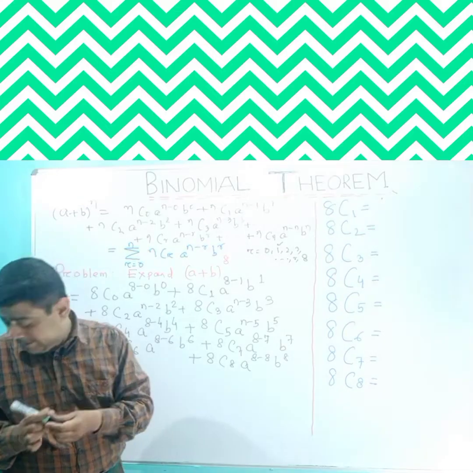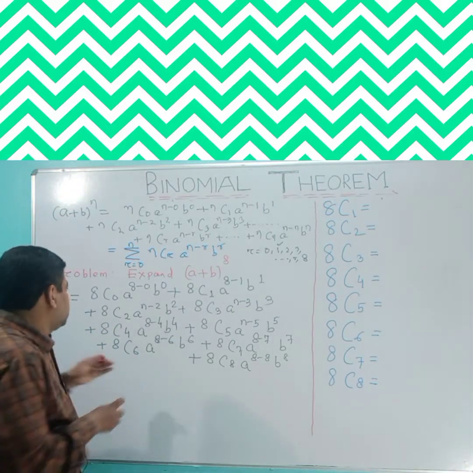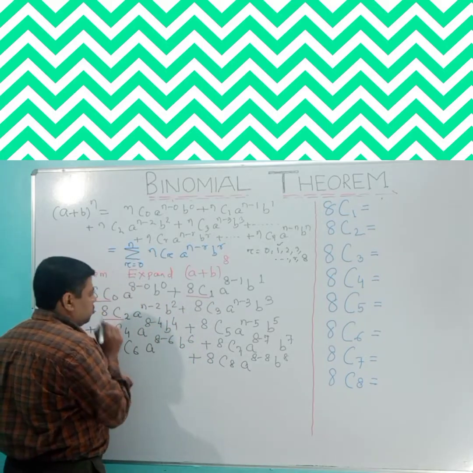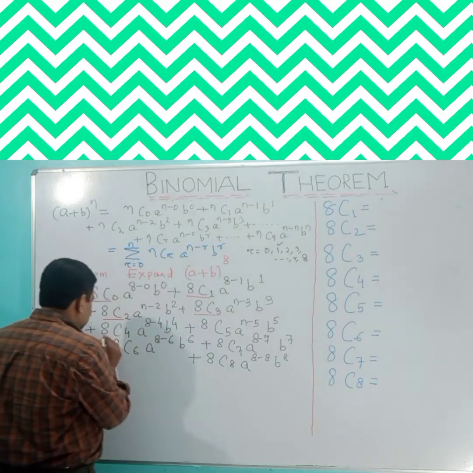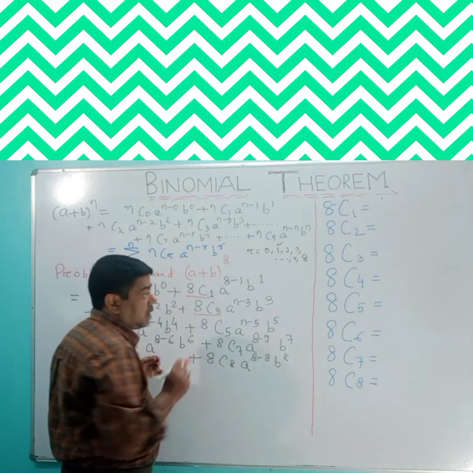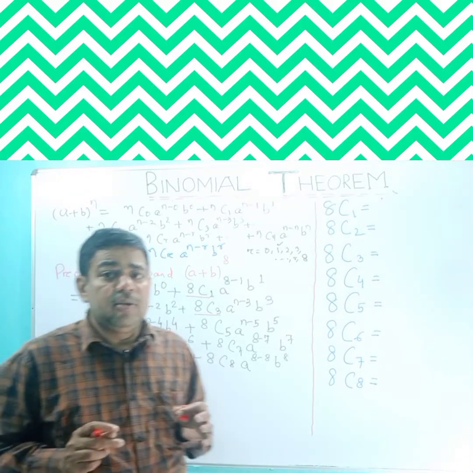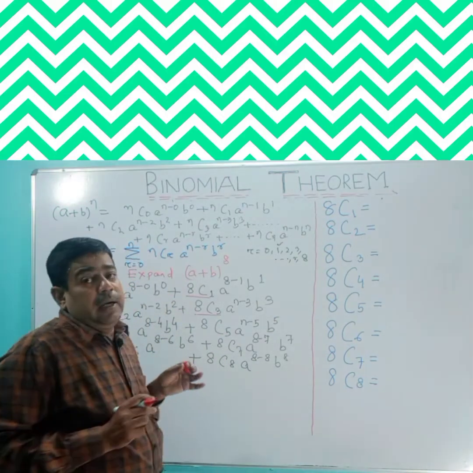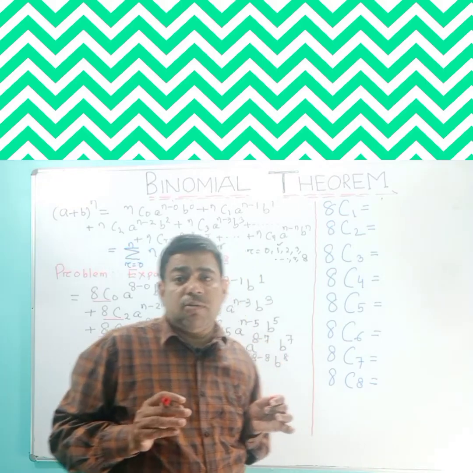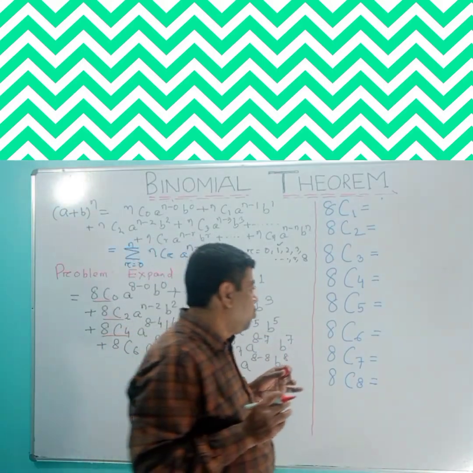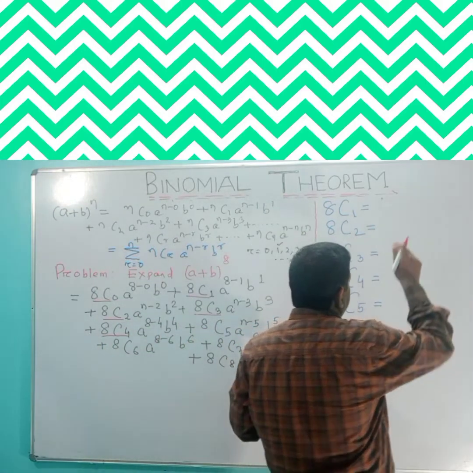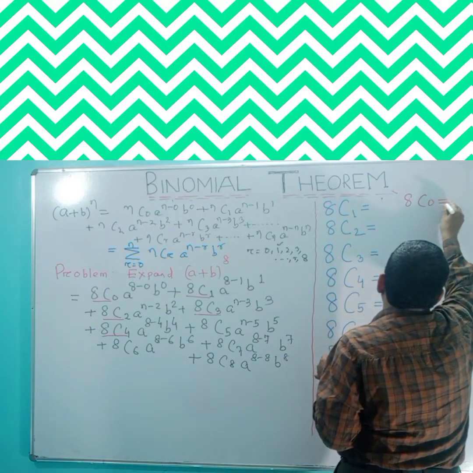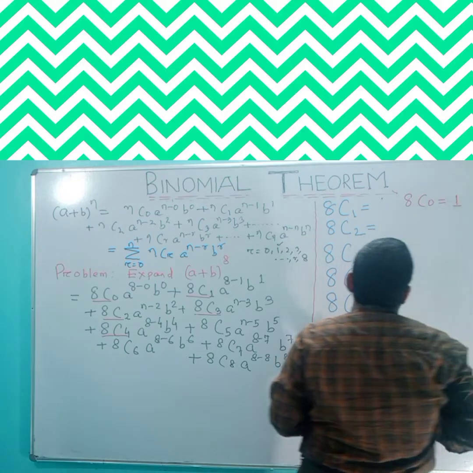Look at here. This is 8C0, this is 8C1, this is 8C2, this is 8C3, this is 8C4. And these are known as binomial coefficients. Let us find out these values. This process is very simple and very easy. All of you know, according to the combination, 8C0 value is always 1.